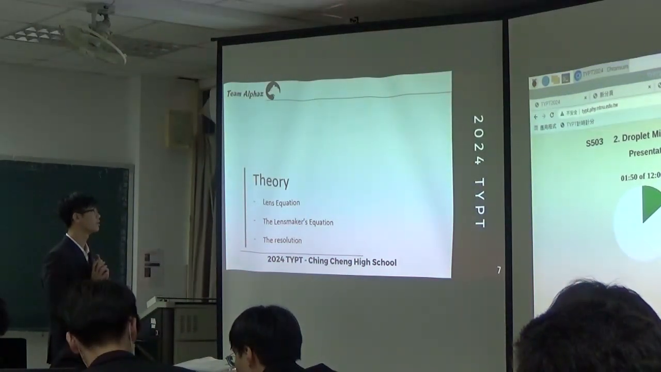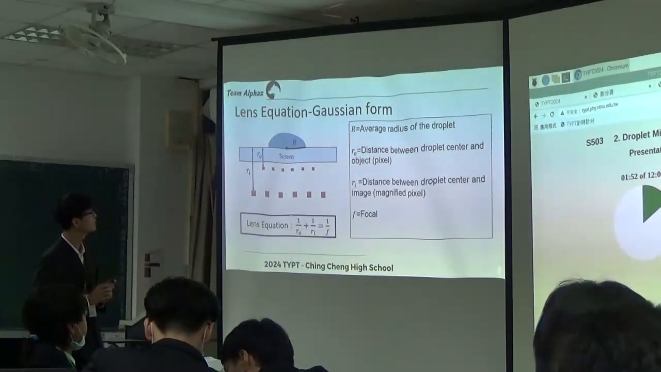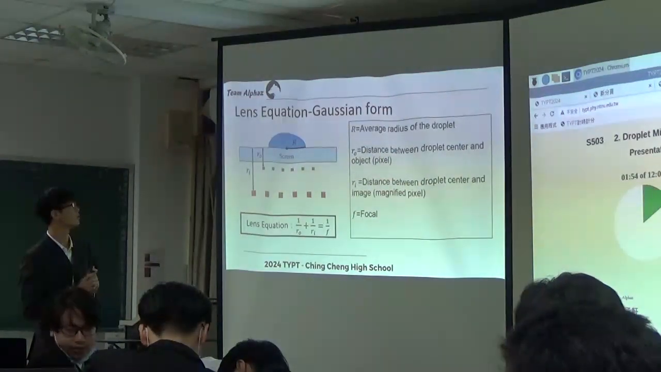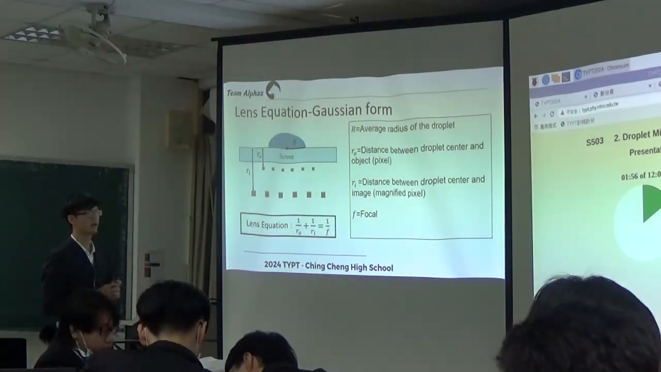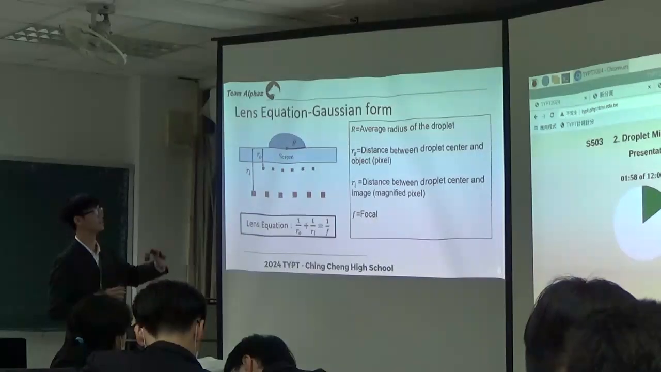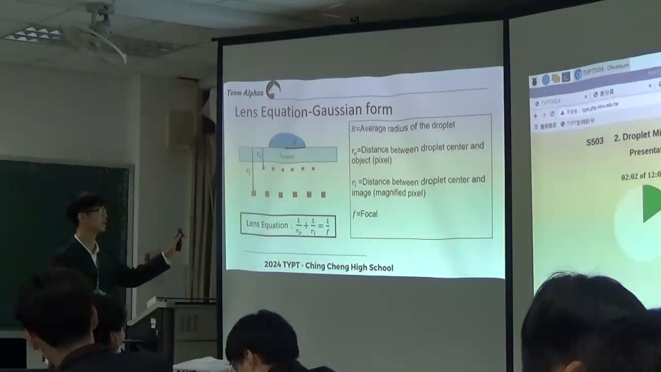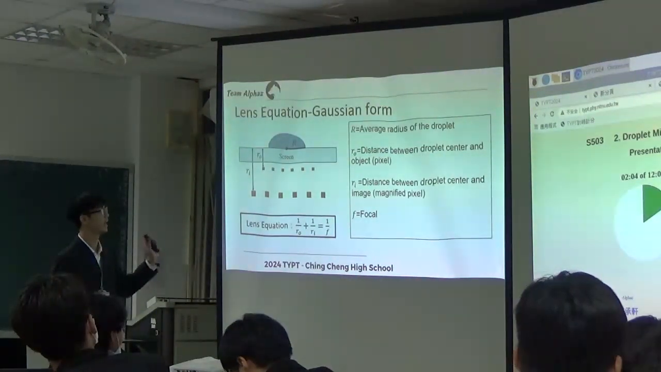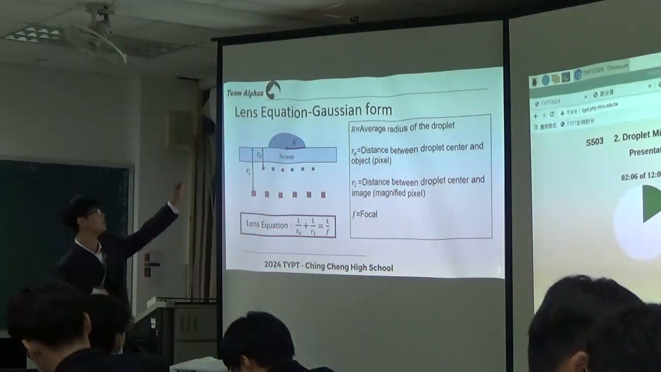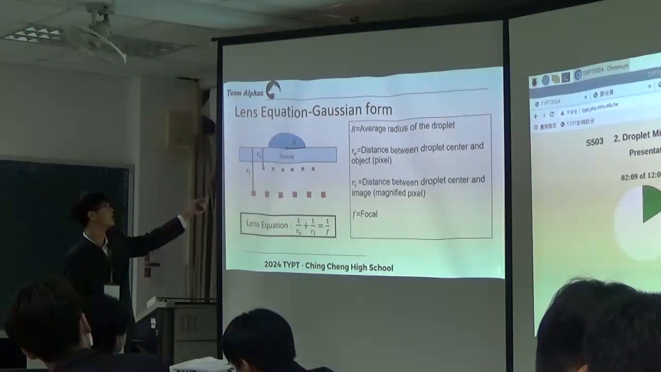Then turn to the theory. The first one is the lens equation. The lens equation has two forms. The first one is the Gaussian form. It is 1 over Ro plus 1 over Ri equals 1 over f. And this is just a screen.